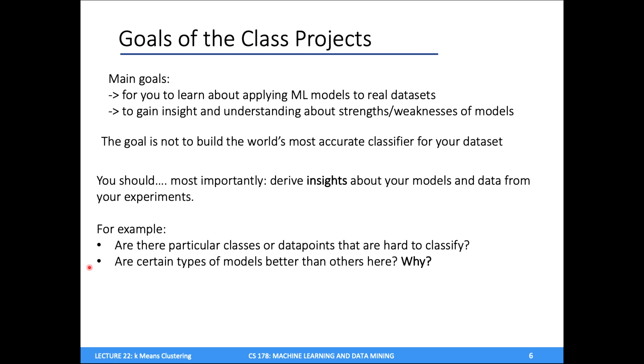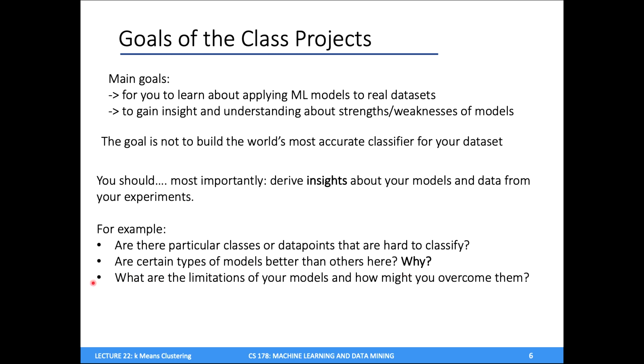You might also ask something like, are certain types of models better on my data set than others? And again, you shouldn't just ask these questions and say yes or no. You should try and provide some justification, some why. Why is KNN doing so much better than a logistic model here, for example? You might also ask, what are the limitations of the models? Maybe I tried out 4 different models and got pretty bad accuracy with all of them. Why would this be happening? Could we come up with some kind of explanation? You can go even further than that and think, okay, how might I overcome the limitations of my models on these data sets? Maybe propose some kind of fix.